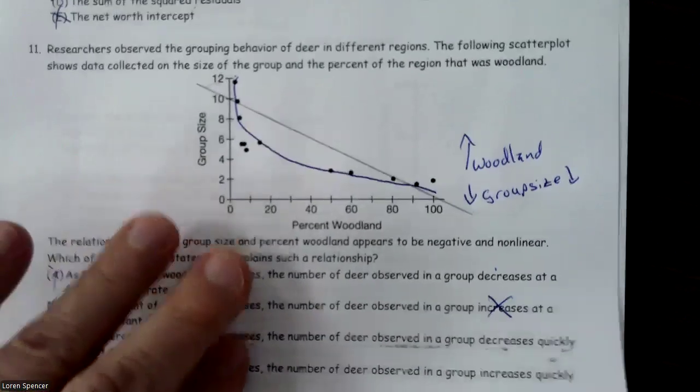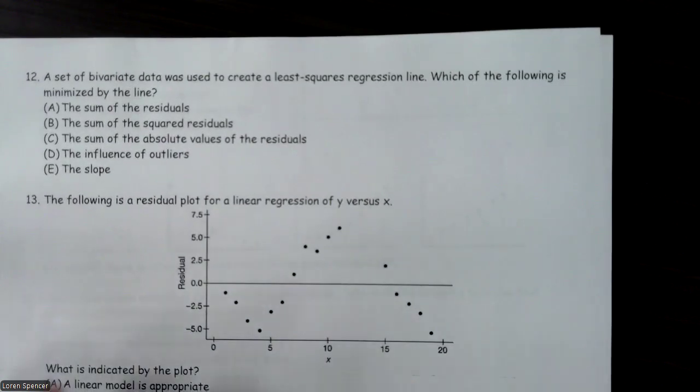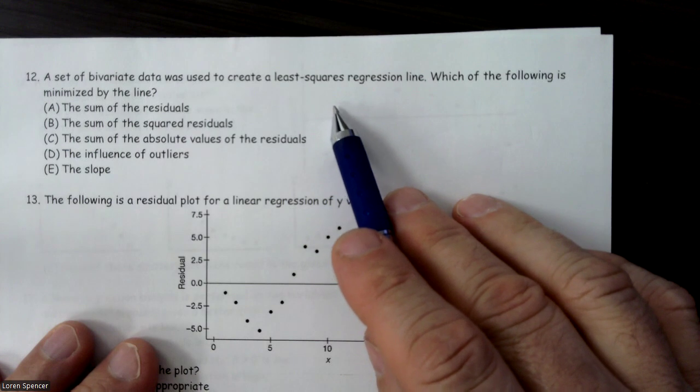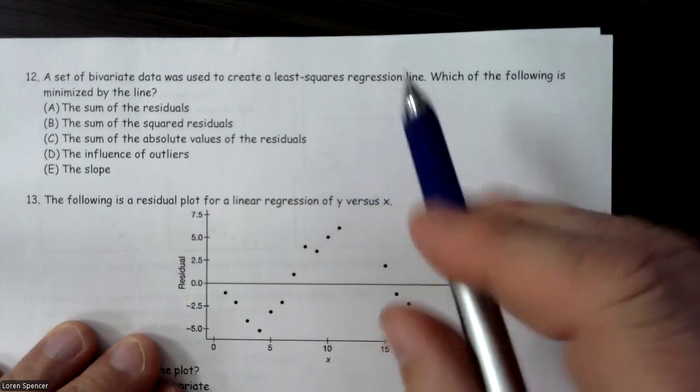All right, moving on to number 12. A set of bivariate data was used to create a least squares regression line. Which of the following is minimized by the line?